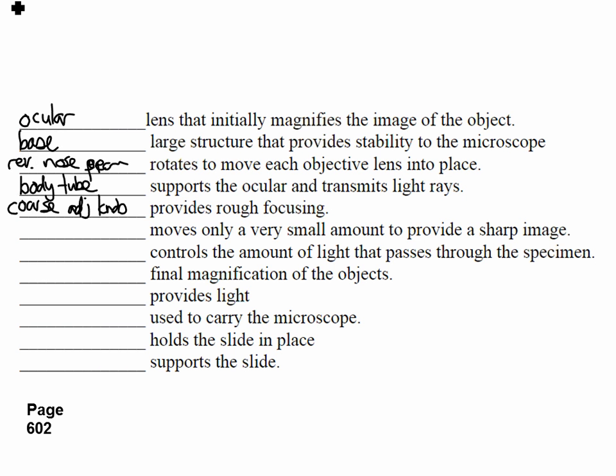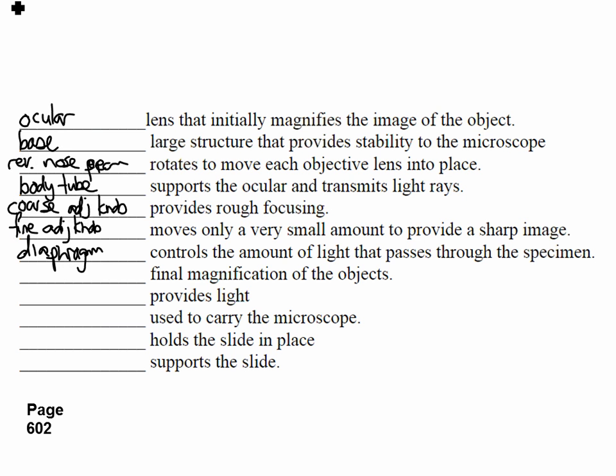Moves only a very small amount to provide a sharp image. Small amount. Ellie? Fine adjustment knob. Fine meaning fine, very tiny. Controls the amount of light that passes through. Yeah, Jenna? The diaphragm. Trust me, when I say that out like that, I'm spelling it. It's hard work for me.